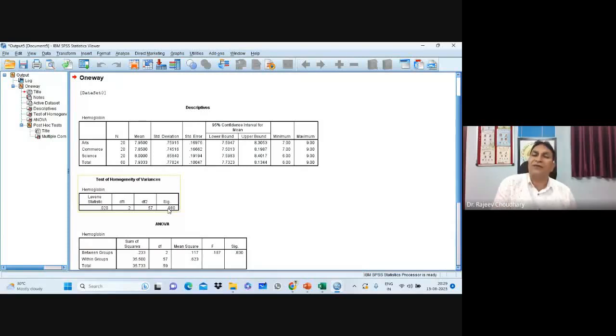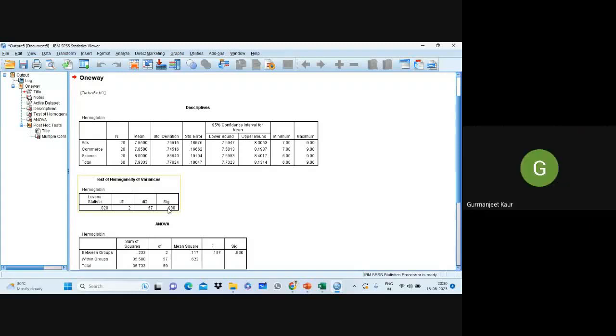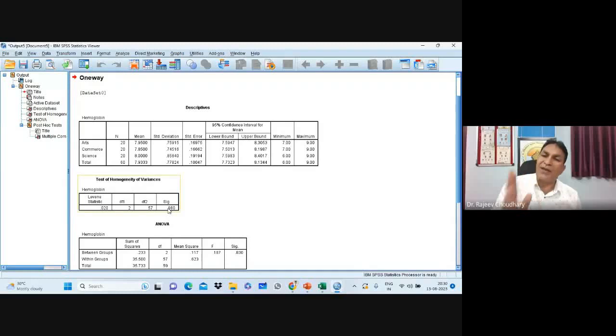If the assumption of normality is not fulfilled, there is no need to test the homogeneity of variance. There is no need to test the second assumption, homogeneity of variance. Apply the parallel non-parametric technique, Kruskal-Wallis test. Is it okay?